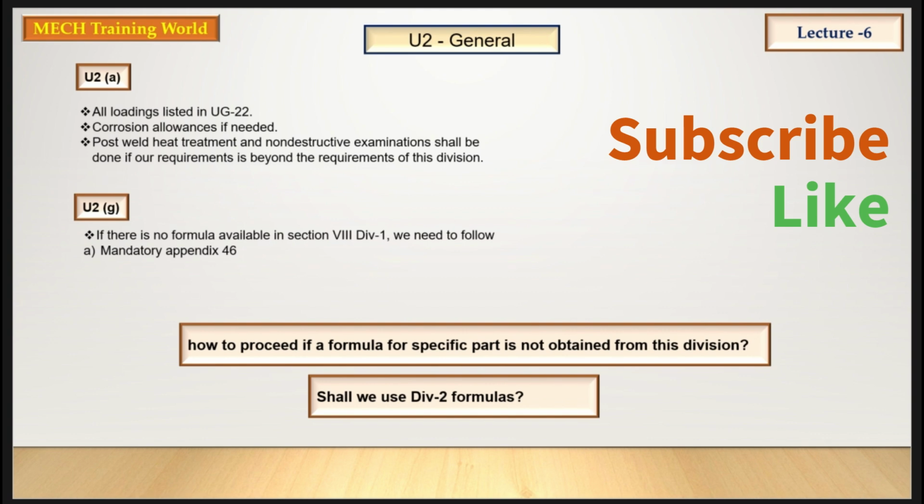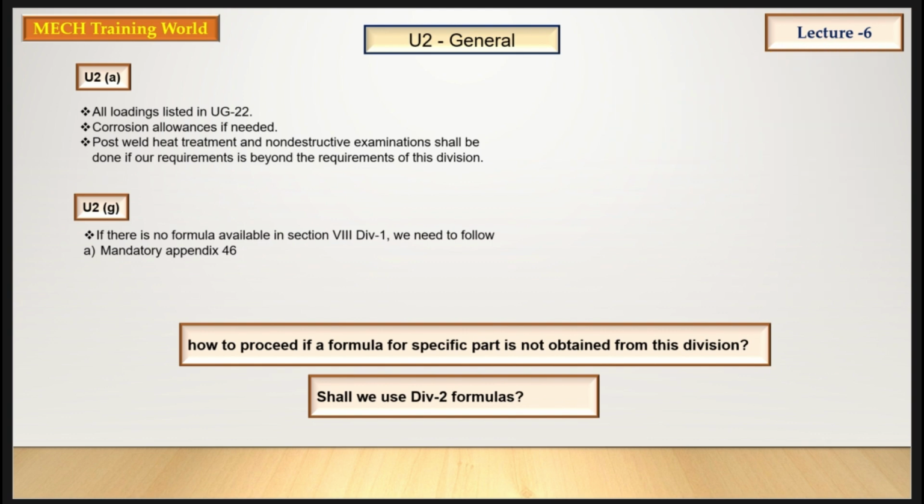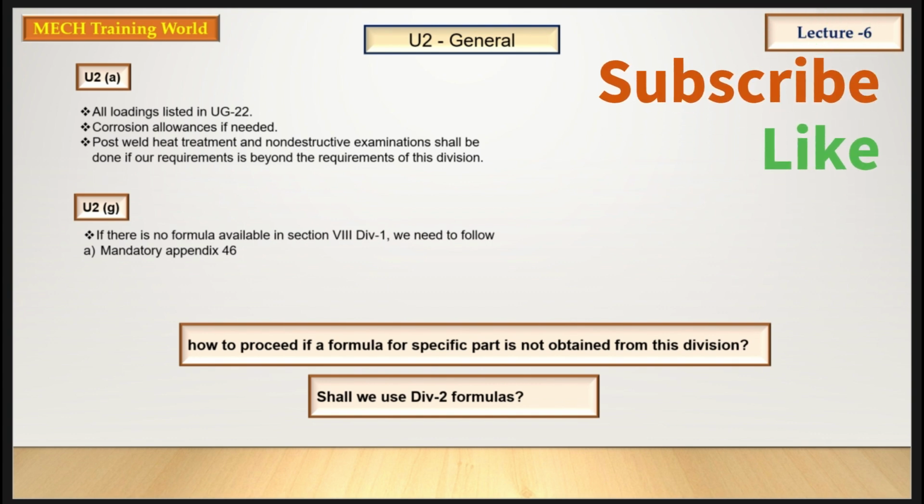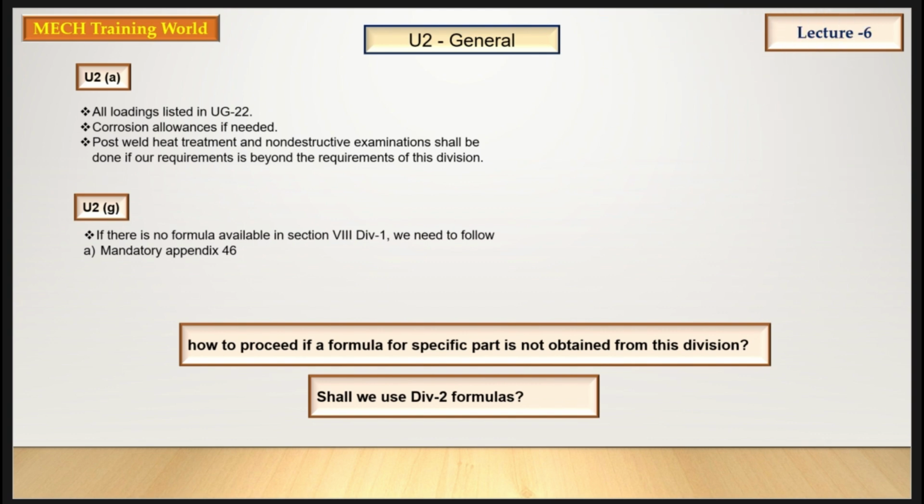It says that if a formula is not available in the Division 1 code, then we can use Division 2 Part 4 similar formulas. And if required, we can also use the Division 2 Part 5 finite element analysis method for our design. So we can use these two, Part 5 and Part 4 in Division 2, if there is no formula in our Division 1. It is important to note that if this method is used, the design code should still be Division 1 only.